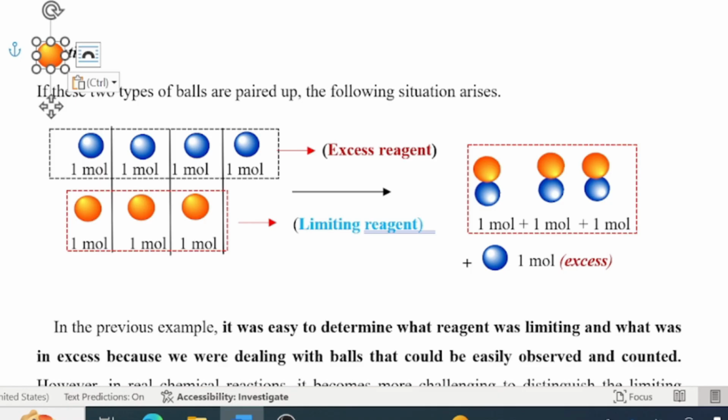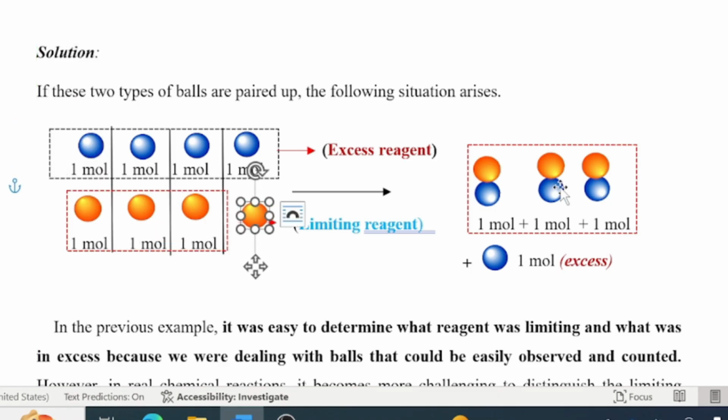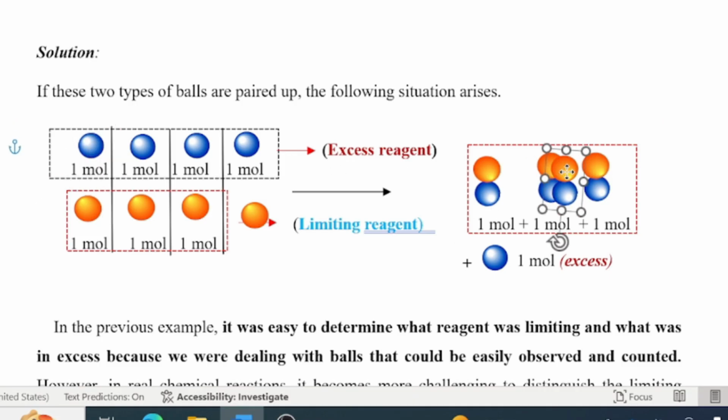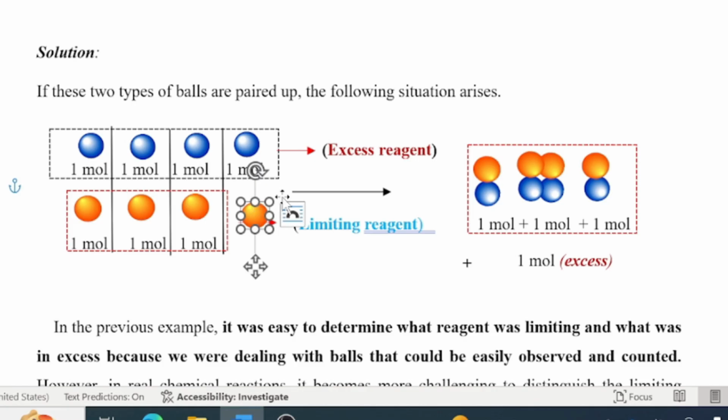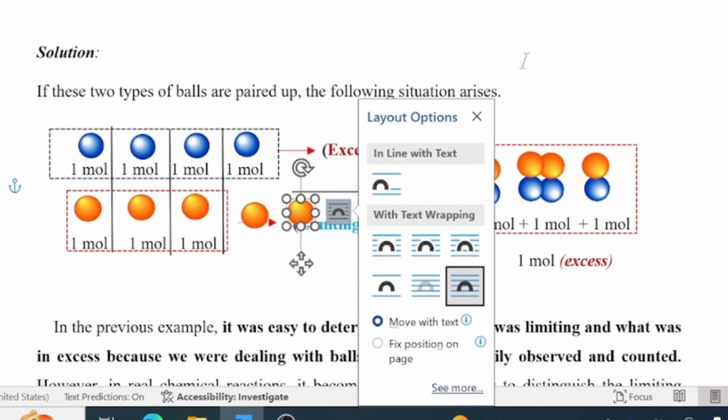The only way you can get more of these is if you increase the number of what? Orange balls. If I put another orange ball here, then you end up with 1 more of these guys. See that? You end up with 1 more of these guys here. This will not be there anymore, and the reaction would have gone to completion. If you put another one of these now, then what will happen now? This becomes excess, right?